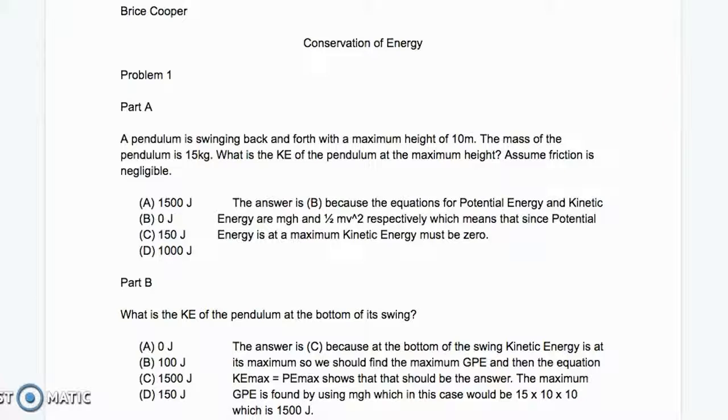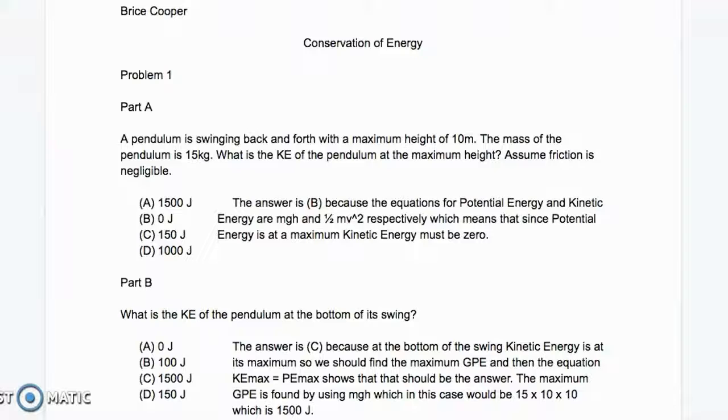These are my two problems on conservation of energy. Problem 1, Part A. A pendulum is swinging back and forth with a maximum height of 10 meters. The mass of the pendulum is 15 kilograms. What is the kinetic energy of the pendulum at the maximum height? Assume friction is negligible. The answers are A, 1500 joules, B, 0 joules, C, 150 joules, or D, 1000 joules.